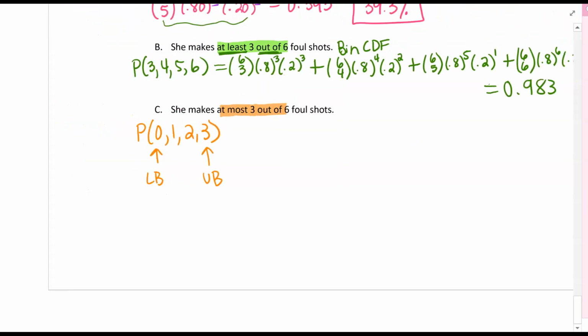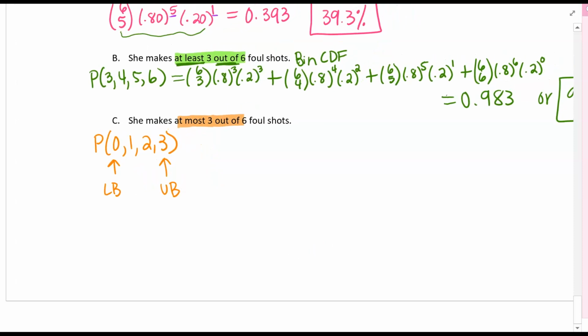So would that still be CDF? K is 3. Would that still be CDF, the last one? CDF, yeah, because you have a range of values. So this is binomial CDF.